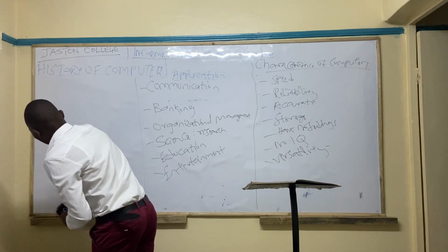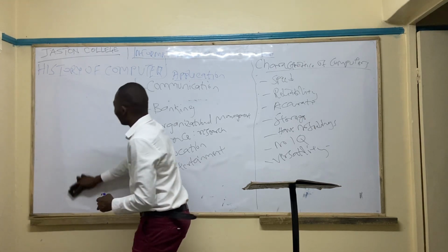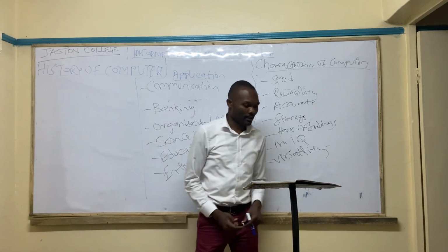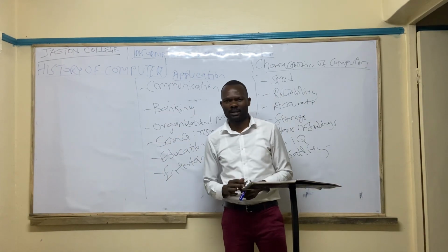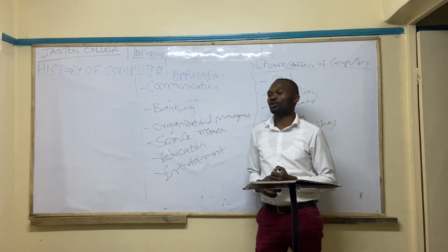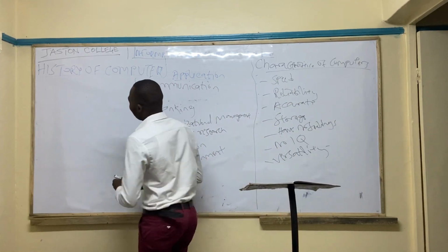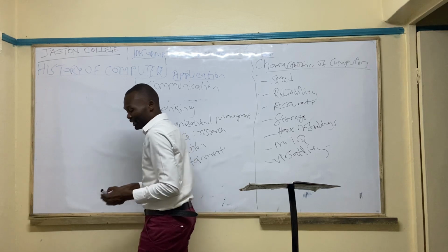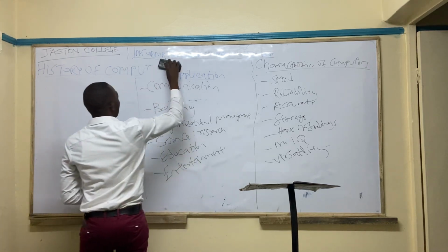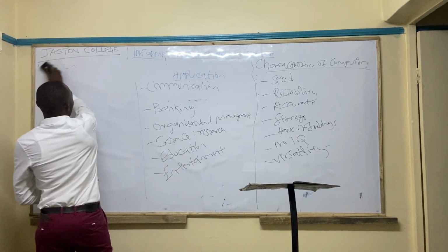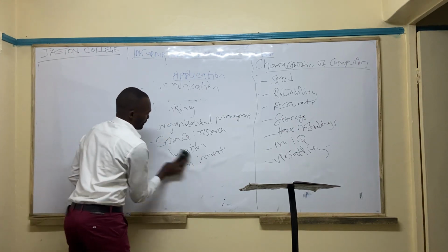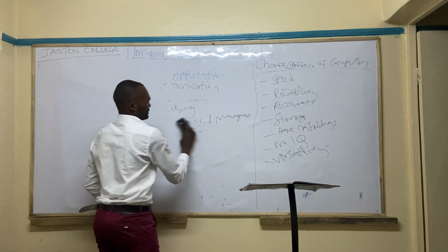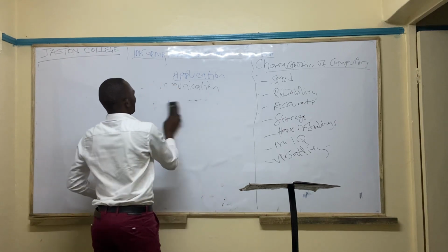I want us to start with the CPU. So what is the CPU? We've said the CPU is the central processing unit. What is in the CPU? In the CPU, we have RAM, because that is where all processing takes place. And so what is RAM? RAM is the random access memory.